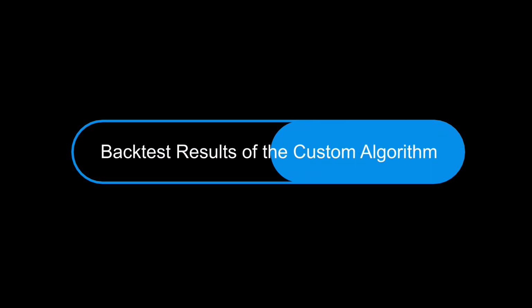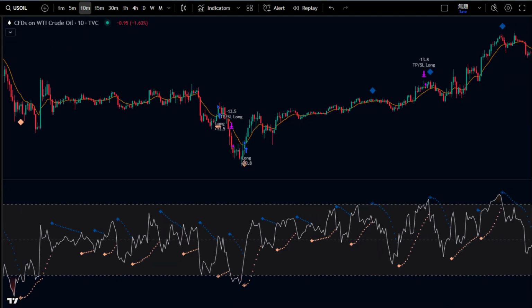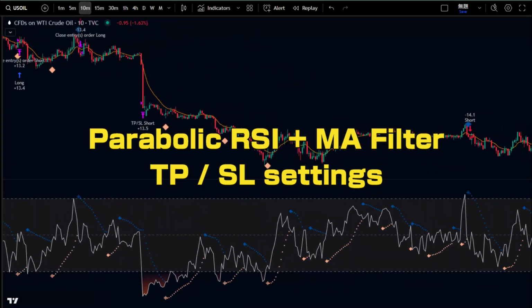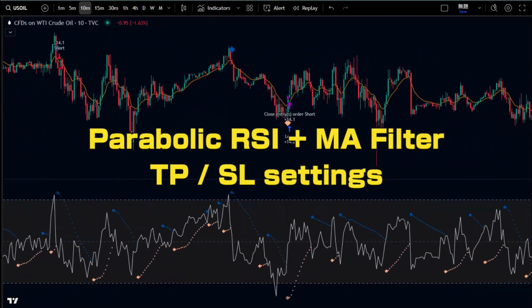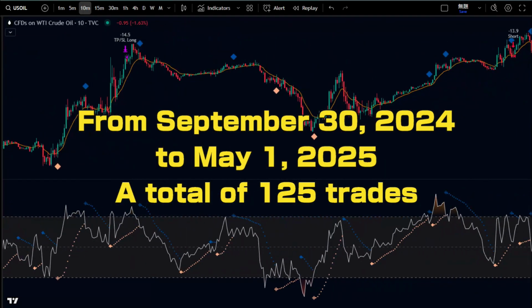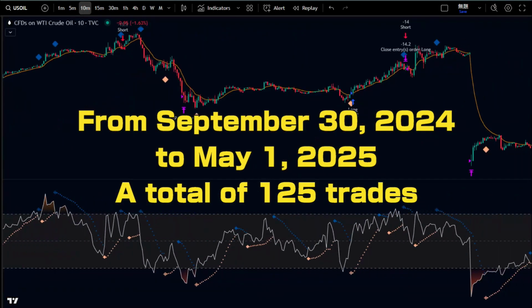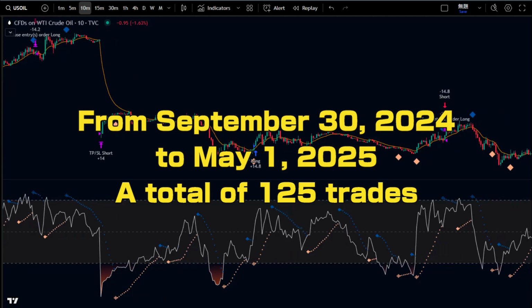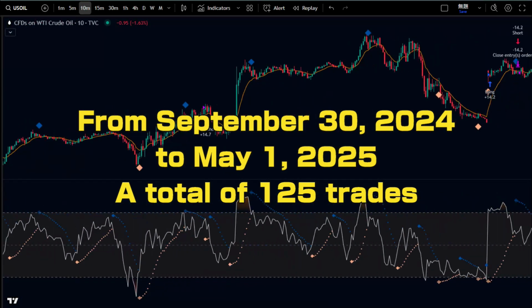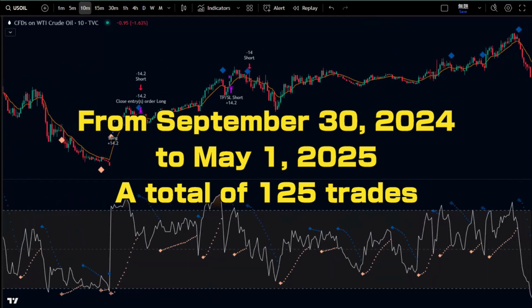Backtest results of the custom algorithm. The strategy tested this time combines the parabolic RSI with a moving average filter and TP-SL settings, a trend-following strategy designed for real-world application. The test period spans from September 30th, 2024 to May 1st, 2025. A total of 125 trades were analyzed, focusing on the balance between long and short positions and overall profitability.